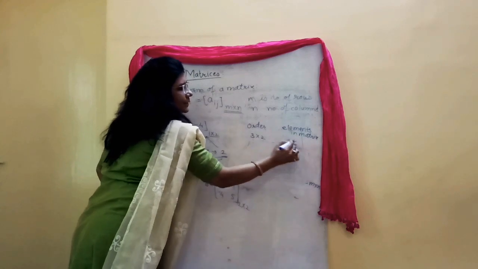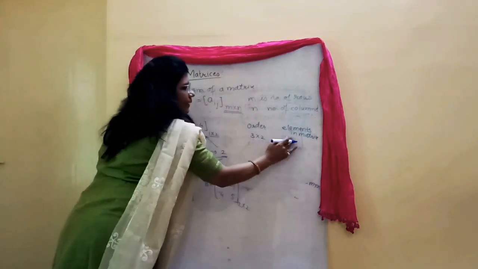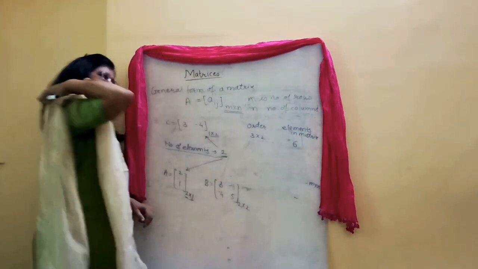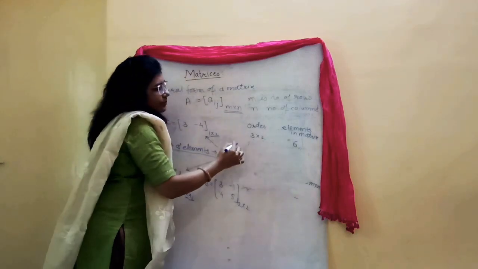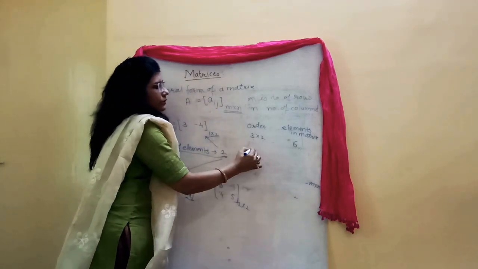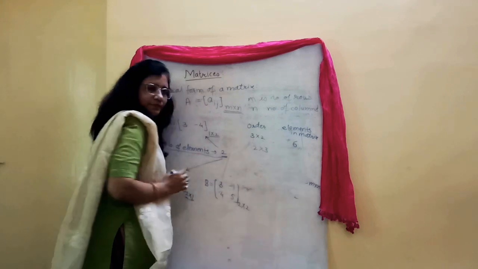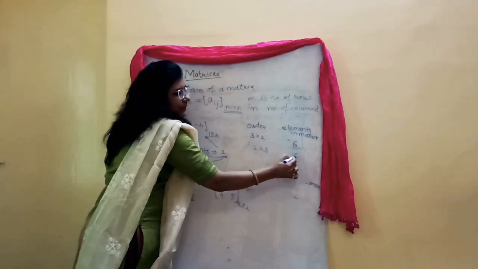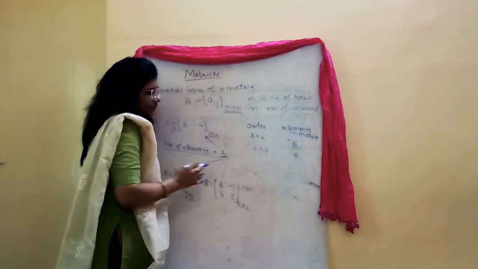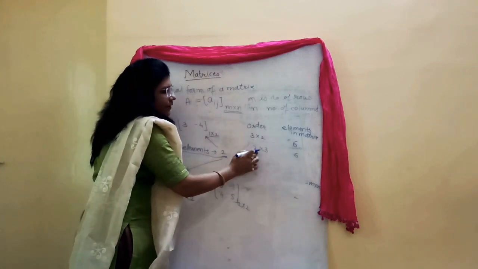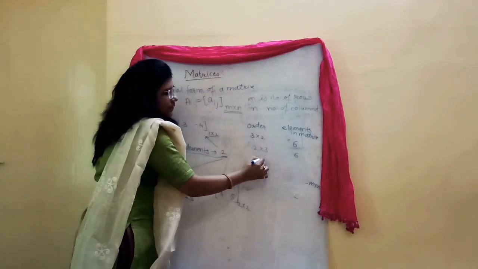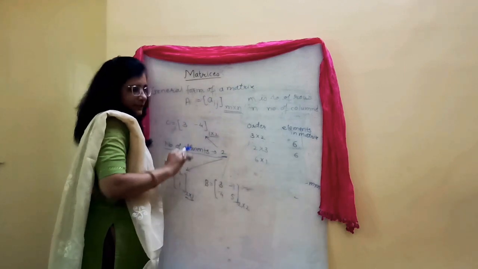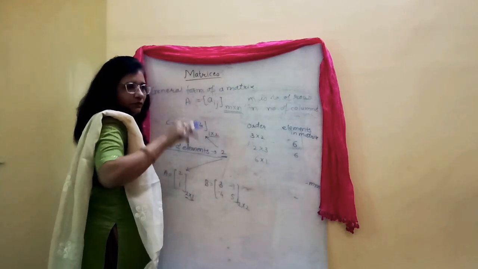3 into 2, that is 6 elements will be there. Now if 6 elements are there, then all possible orders, how many possible orders? You can have 2 by 3 also. If the 6 elements are here also, 6 elements are there, 2 into 3. One another possible, 6 by 1, 6 rows and 1 column.